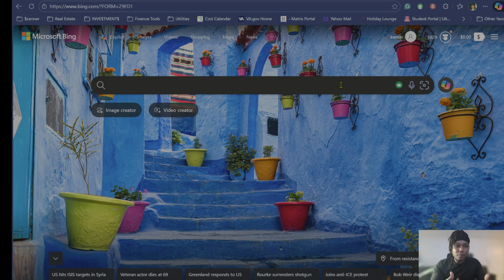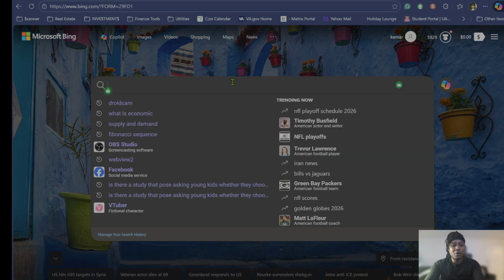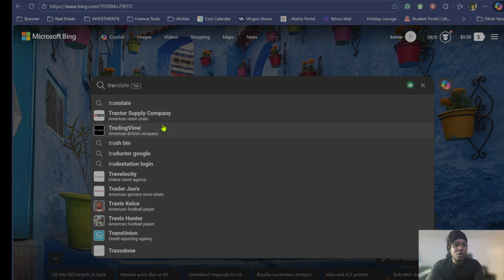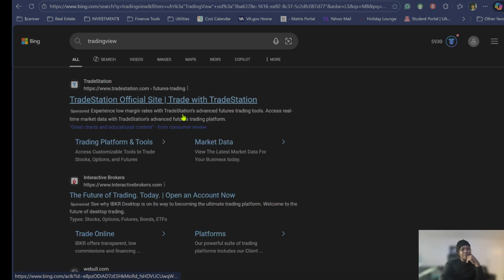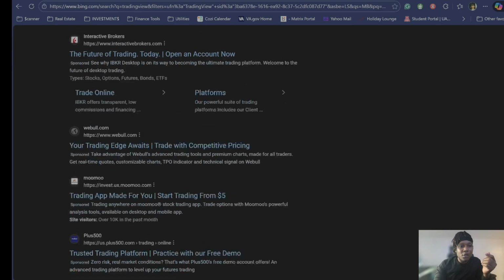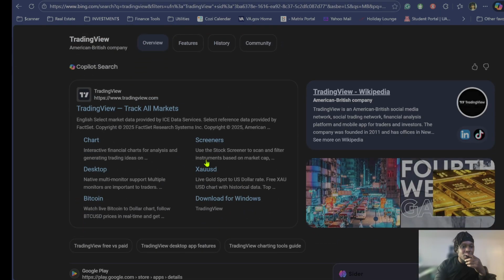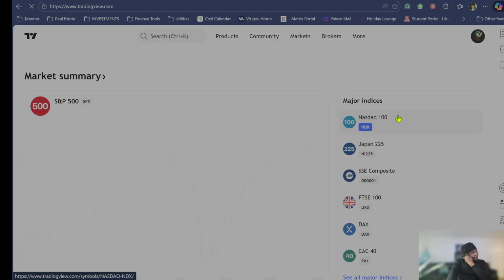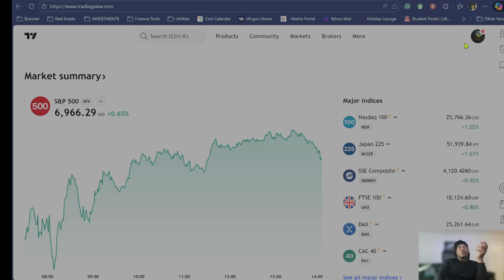The one I use is TradingView. So type in TradingView, look for it, boom. I didn't even type that in right. Up here it says TradingView, but down here it's saying TradeStation. So let's look for TradingView, boom. Okay, let it pull up. I already created an account, so you'd have to come up here and create an account.